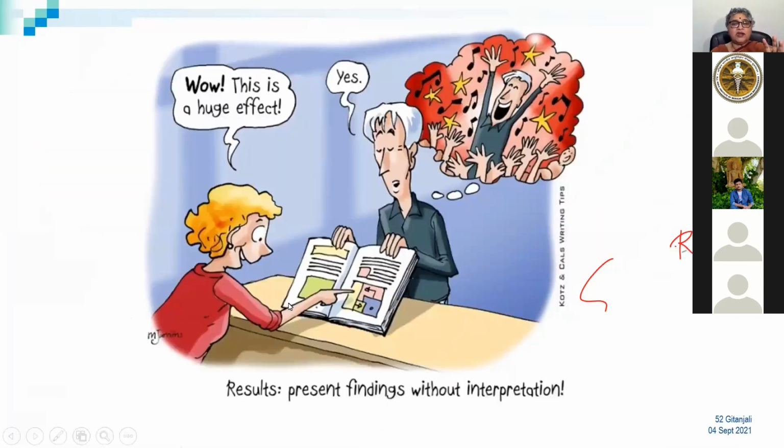Why? Because your representation should be understandable without any interpretation. So this fellow is showing his figure to the guide and she is saying, oh, wow, it is a huge effect. So he is actually jumping inside, because that means she is understanding it without an interpretation.